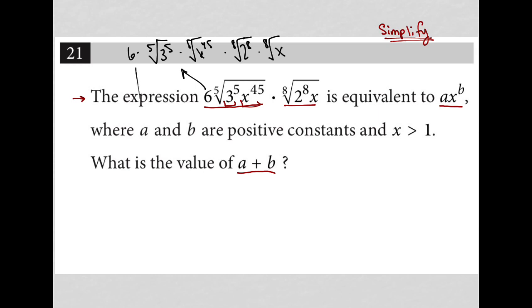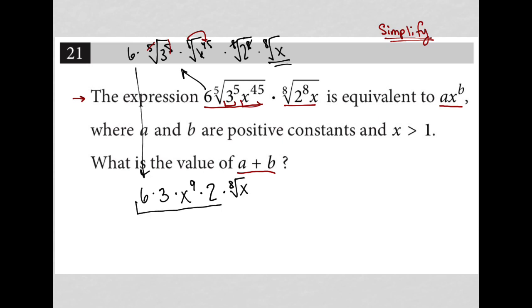Well, not each of them. 6 will just stay 6. The 5th root of 3 to the 5th power is just 3. Anytime you have a power and a radical that match, they just cross out. My 5th root of x to the 45th, just look at how many times does 5 go into 45. That's 9 times, which makes this an x to the 9th power. Again, 8th root and 8th power, so that's just a times 2, right? The 8th root of 2 to the 8th is just 2. And then I cannot reduce this one, so I'm going to keep it as the 8th root of x.